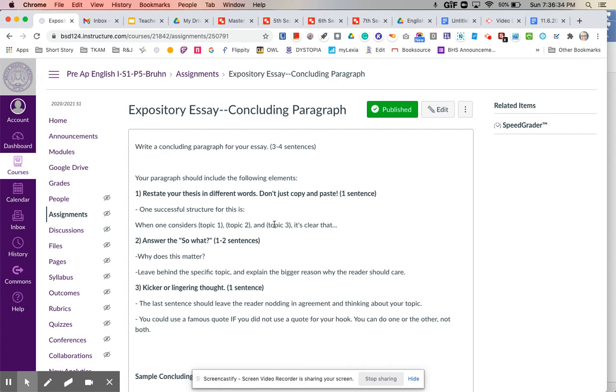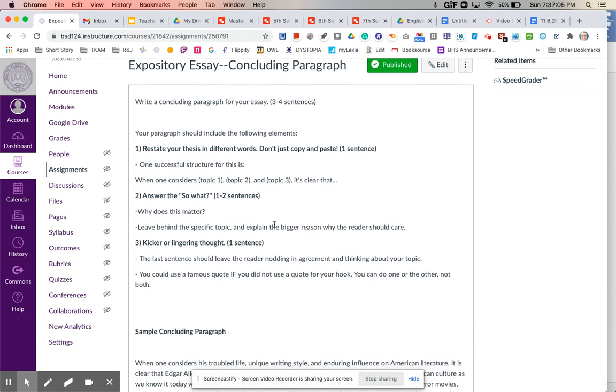Then you need to answer the so what in 1 to 2 sentences. So basically, why does any of this matter? Like, why should people care? You don't necessarily have to talk about the specifics of the topic, but the bigger reason why the reader should care about what you're talking about. And that can be 1 to 2 sentences. It doesn't need to be more than that. If you find yourself going past that, then you maybe want to reel it in and consider if what you're saying is really essential or not.